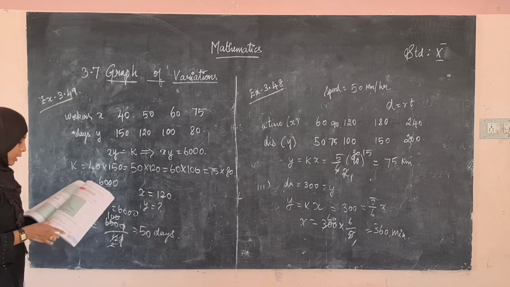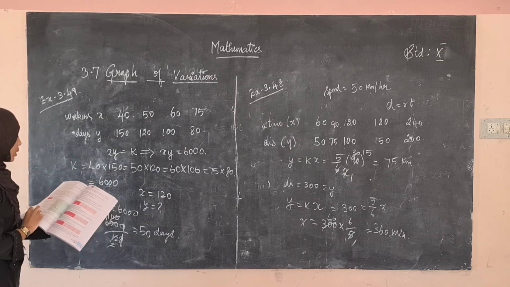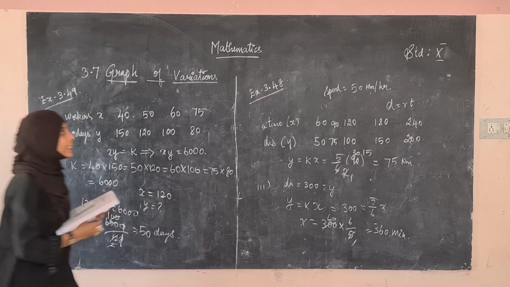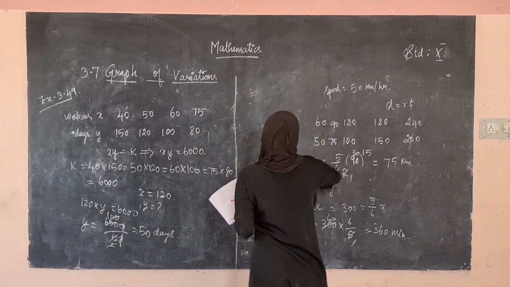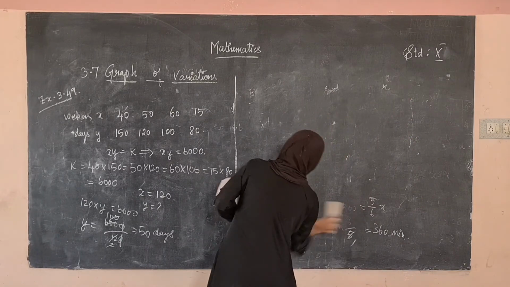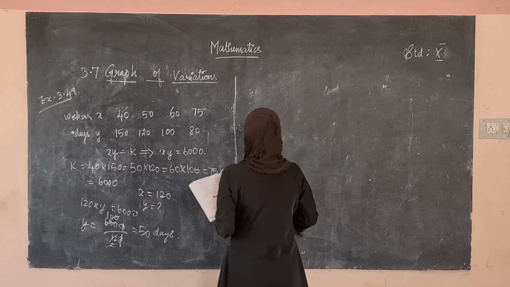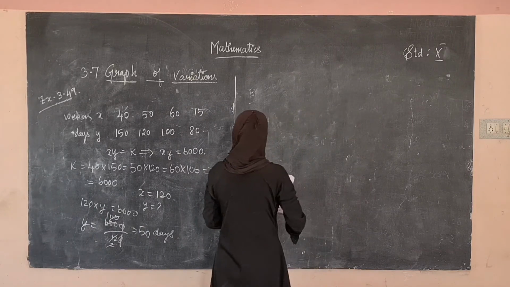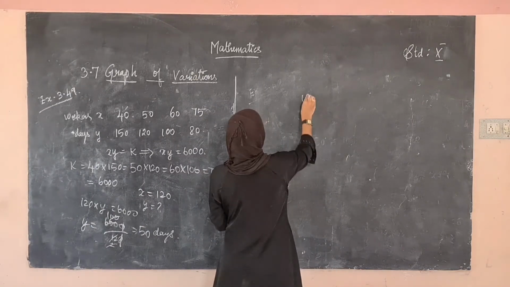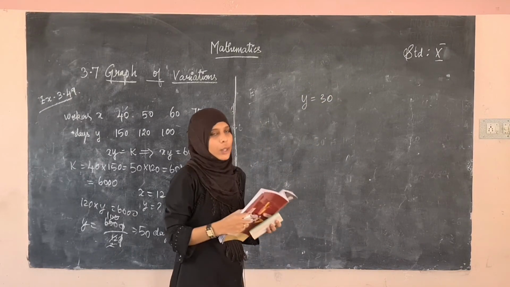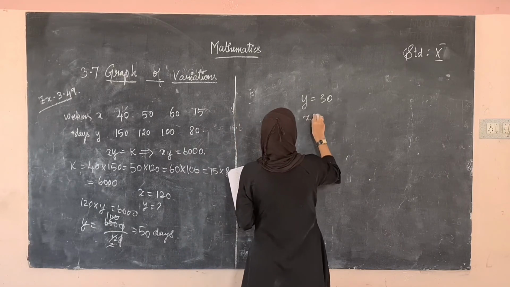You have to write in a sentence. Okay, you have to write in a sentence. The next question is, if the work has to be completed in 30 days. So days we have taken as y, right? If the work has to be completed in 30 days, if y is 30, how many workers are required? We have to find the value of x.